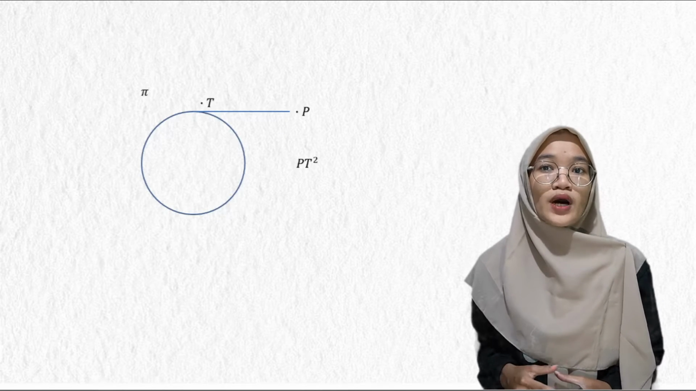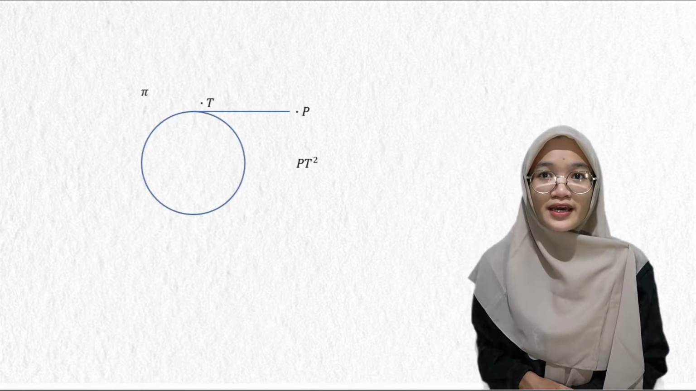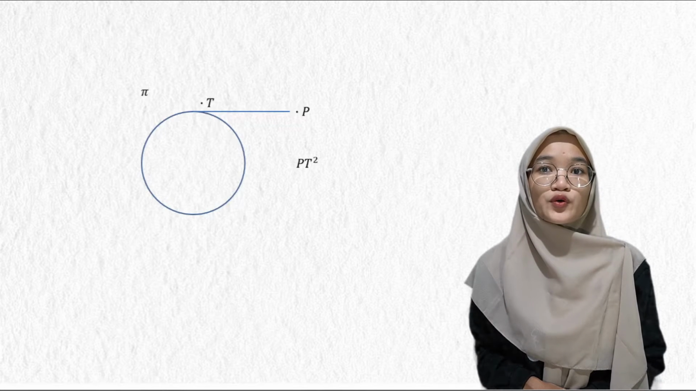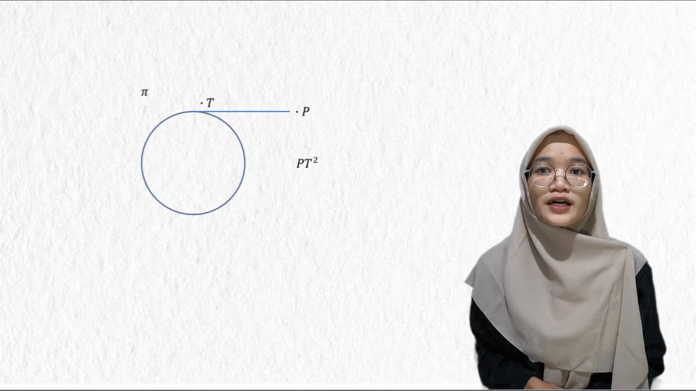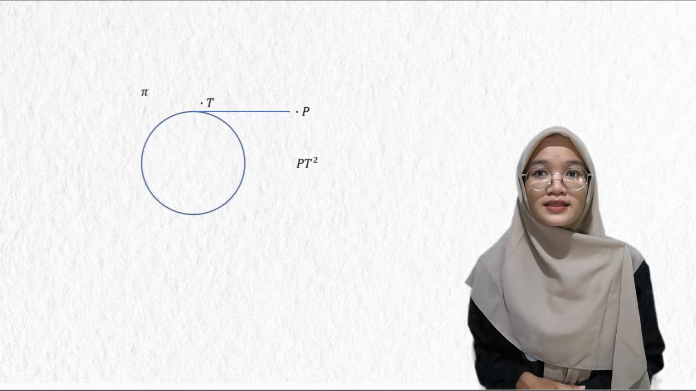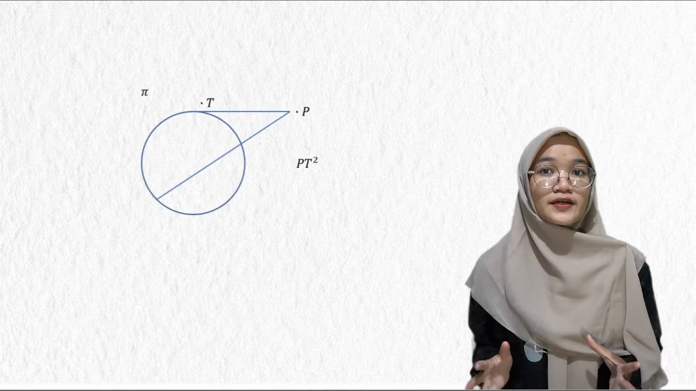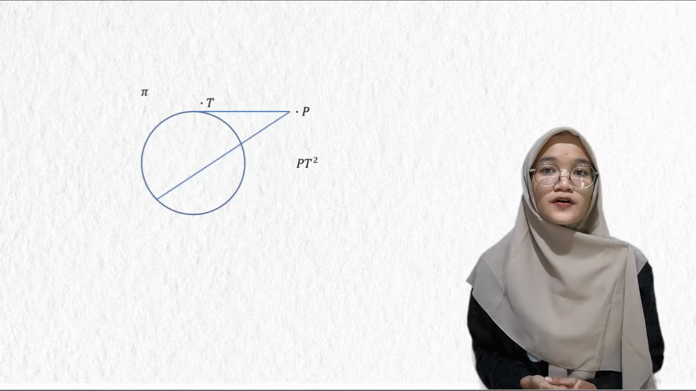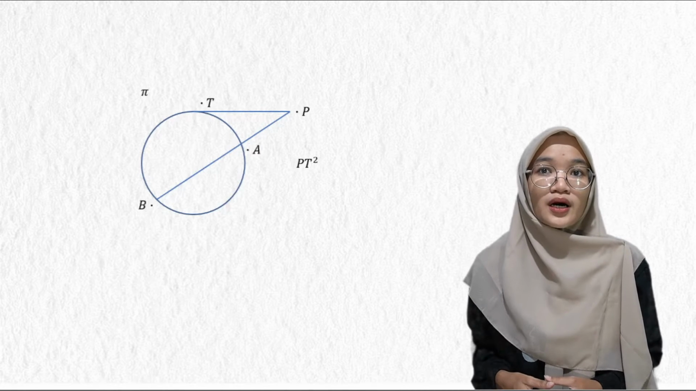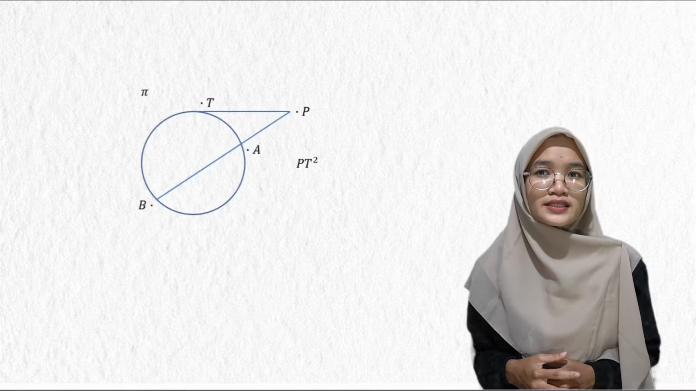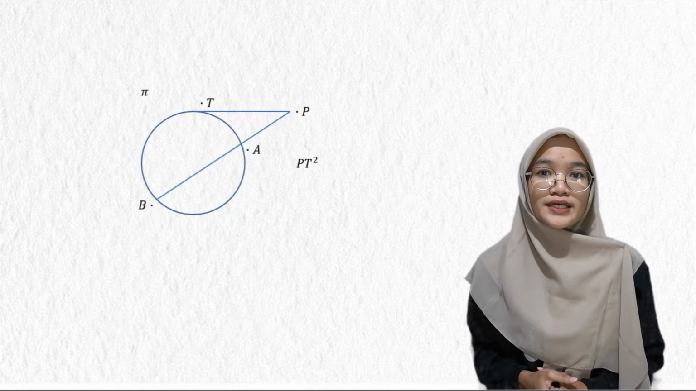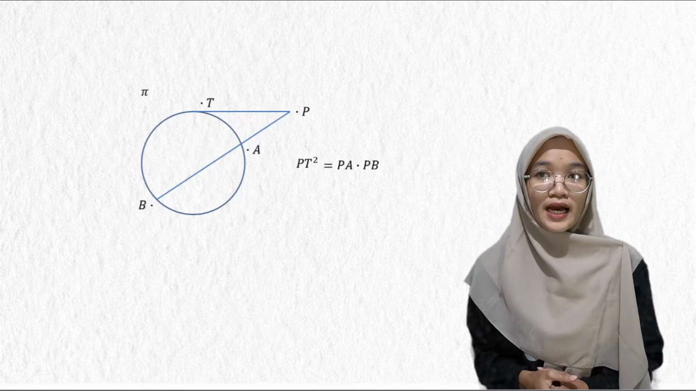And why is PT square such a good candidate to give you a sense of how far P is from gamma? Well, because if you draw any secant starting from P, let's say PAB, cutting through the circle, then we can show that PT square is equal to PA times PB.